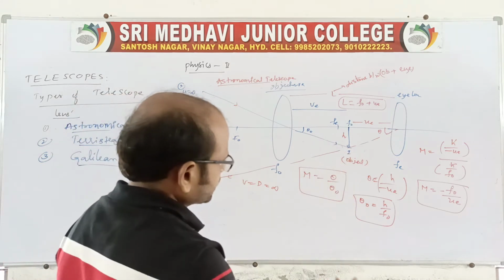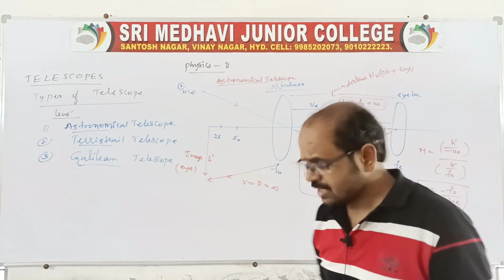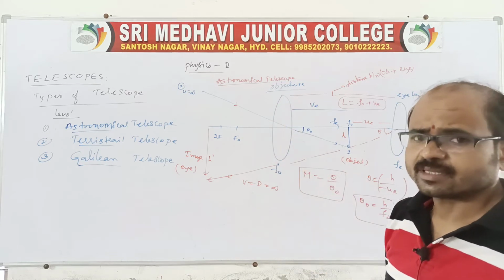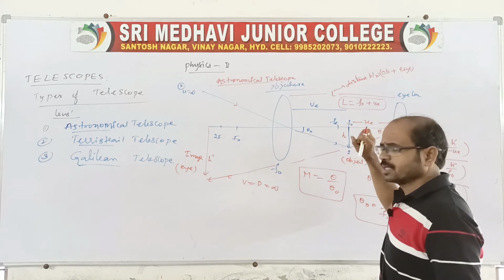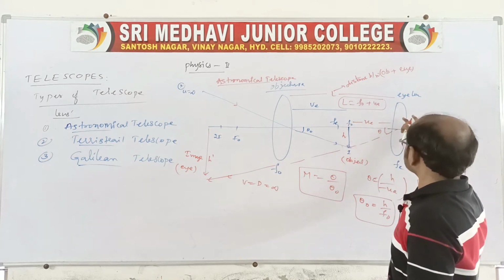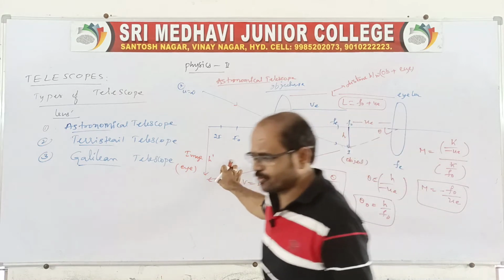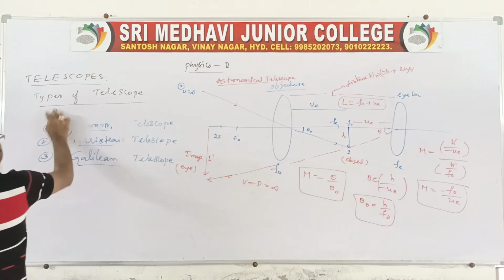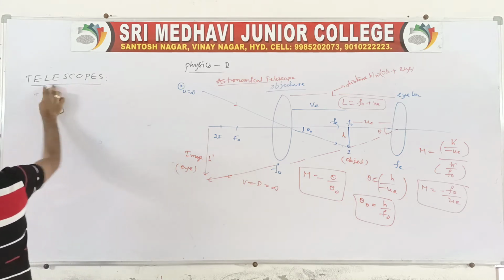This is the magnification. Now we have to find again what happens when the object is at infinity. The image will be formed by the objective lens at f naught, and this image acts as an object for the eye lens. Therefore, the final image will be formed at infinite distance. You keep the diagram like that only, because by using this diagram we have to get the remaining cases.